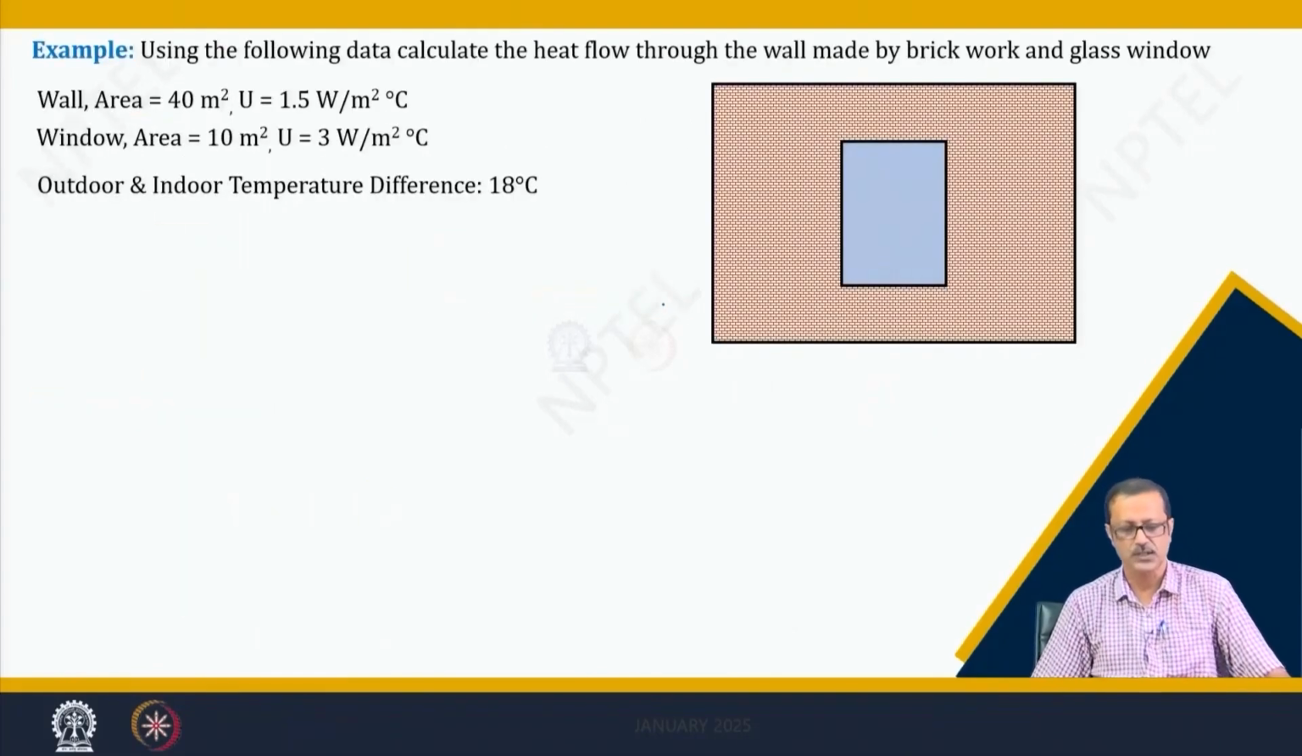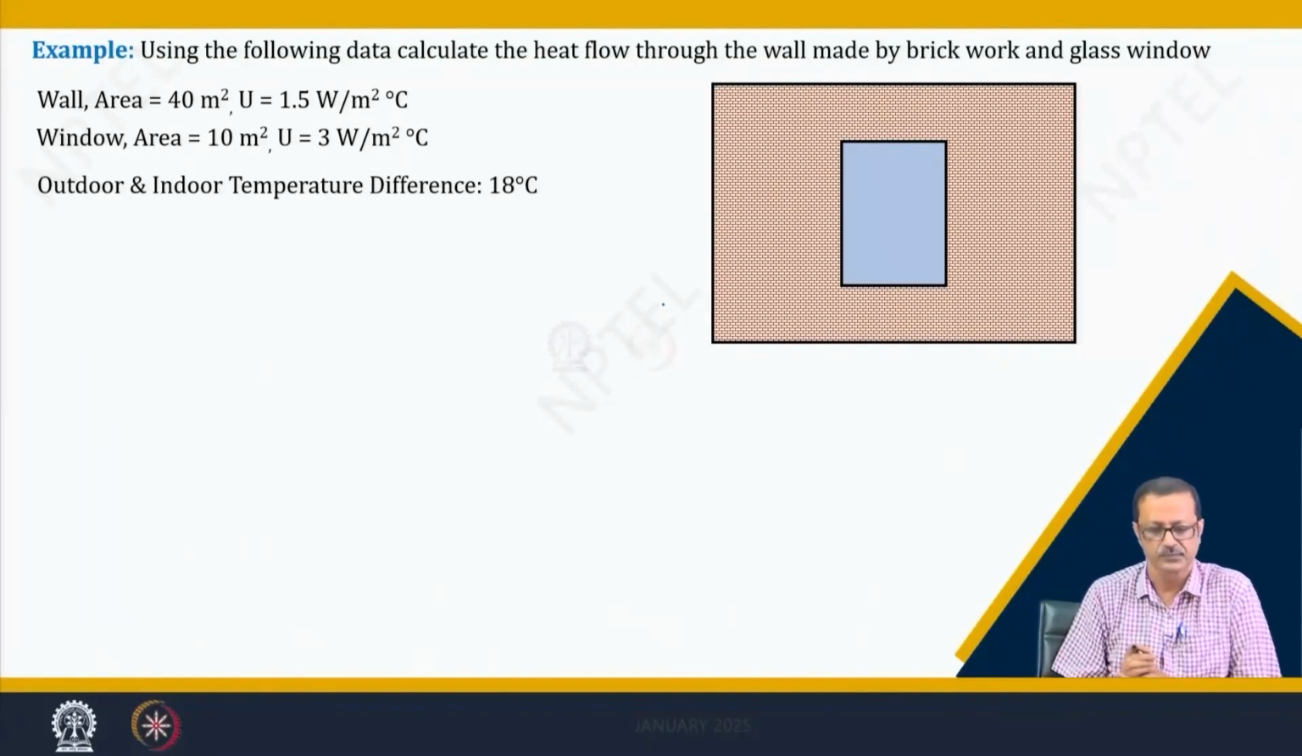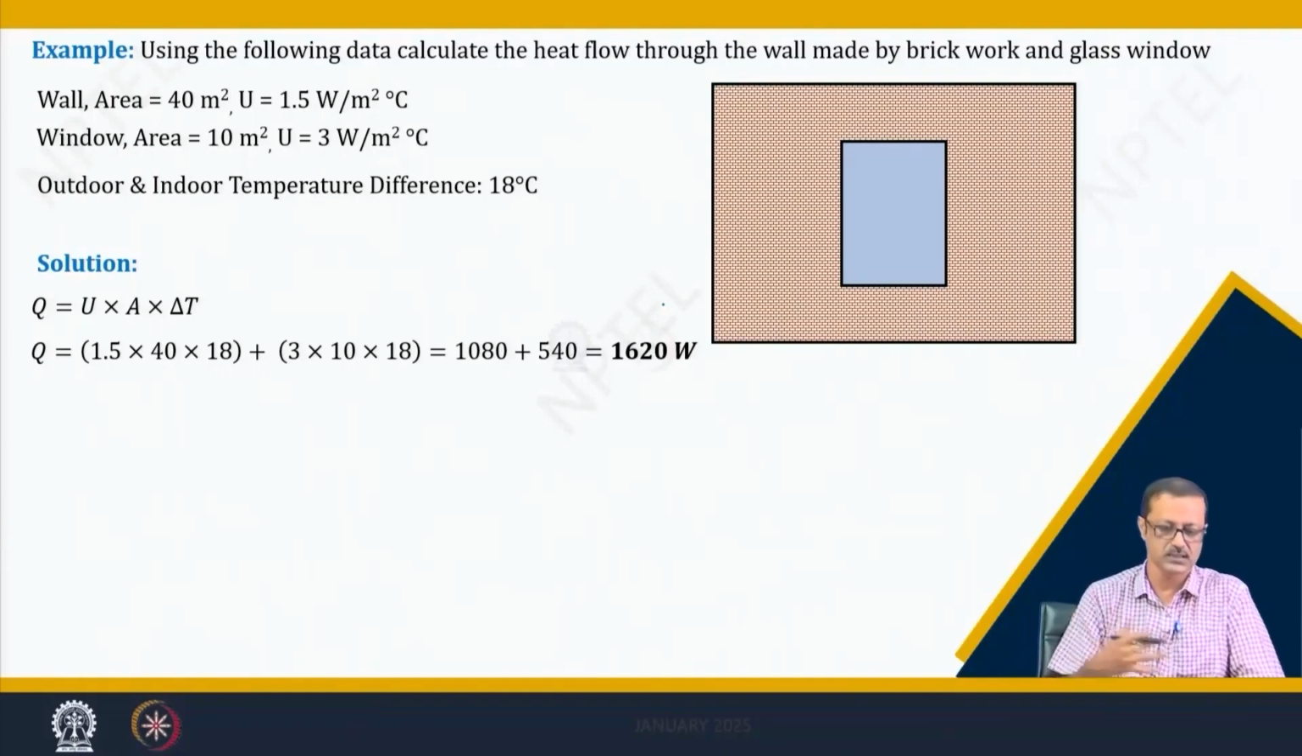So, suppose I have another example. I have a wall area of 40 meter square and a window area of 10 meter square. Their outdoor and indoor temperature difference is 18 degree centigrade. I am keeping 18 degrees lower inside and the outdoor temperature is higher, and the U values are 1.5 and 3. Then I can calculate in a straightforward manner the amount of Q, that is how many watts is the heat gain through this conduction.